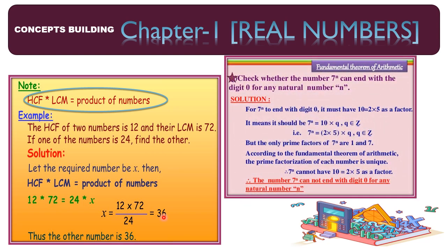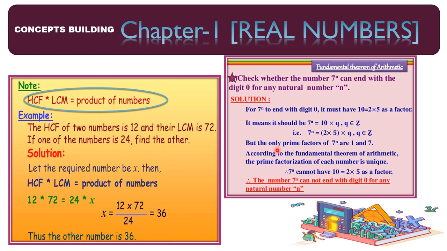One more example based on the fundamental theorem of arithmetic, and again an important question. Check whether the number 7 raised to the power n can end with the digit 0 for any natural number n. And how to solve? For 7 raised to the power n to end with 0, it must have factors 5 and 2, means 10. It means we can say that 7 power n is equal to 10 into q for some integer q, or we can say 2 into 5 into q.